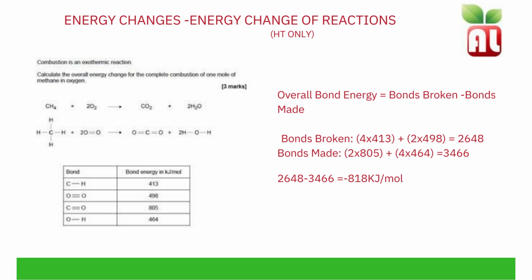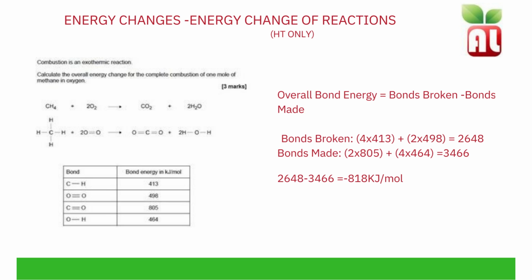We have 2 lots of carbon-oxygen double bonds forming and 4 lots of oxygen-hydrogen bonds forming. We see this from the balanced equation, giving us a total energy released of 3,466 kilojoules per mole. By subtracting these values, we find the overall bond energy of minus 818 kilojoules per mole. Exothermic reactions give us a negative overall bond energy.